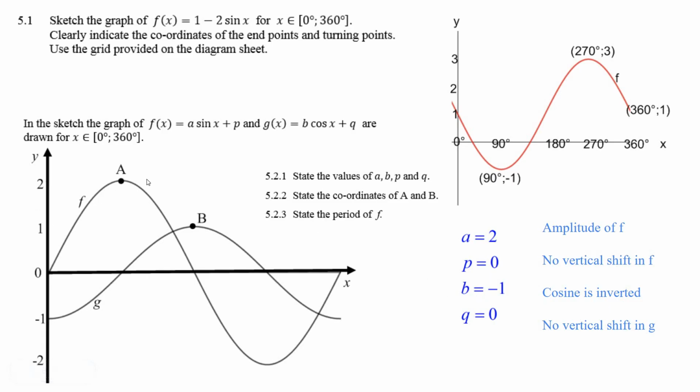What are the coordinates of A and B? Well, A is 90 degrees and 2. B is 180 degrees and 1. I'm looking at it. What's the period of F? The distance it takes to go through a complete wave. Well, it's the period of whatever sine is, which is 360 degrees.